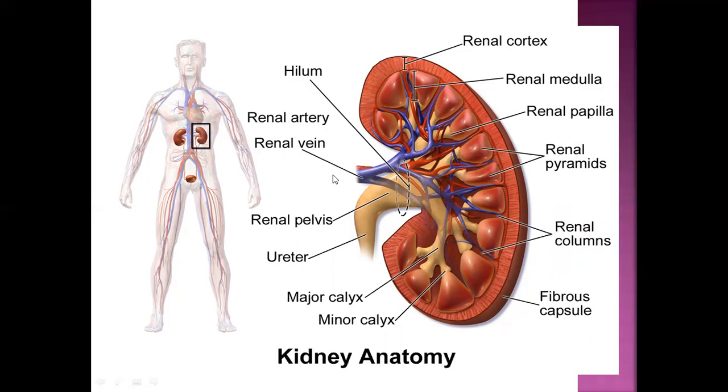The renal artery, renal vein and renal pelvis collectively enter and exit through an area in the kidney. This area is called the hilus. It is written in your book. The renal pelvis arises and makes a tube which is called the ureter.